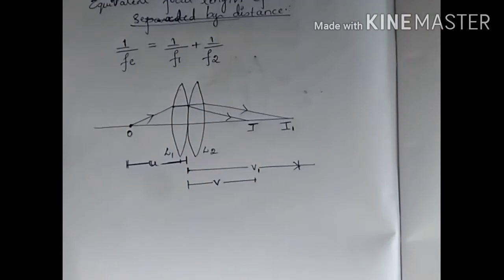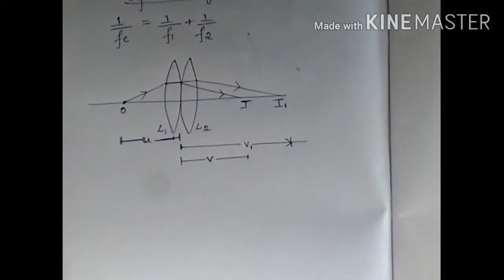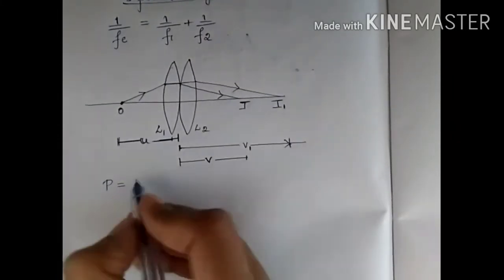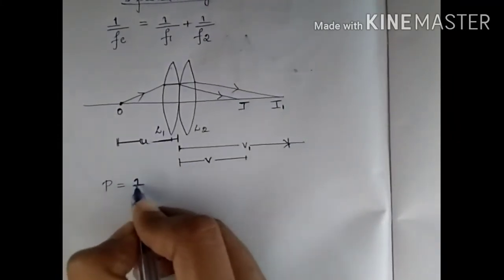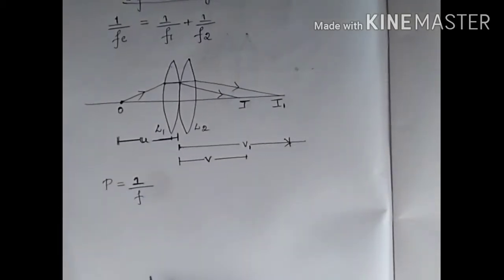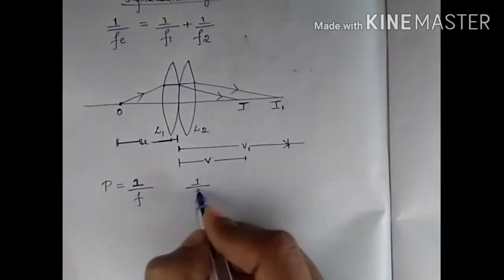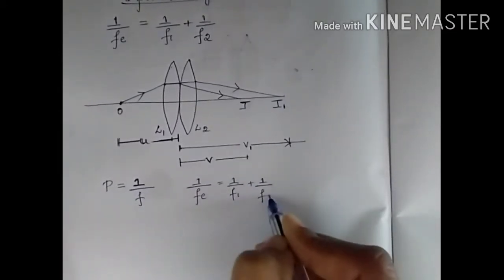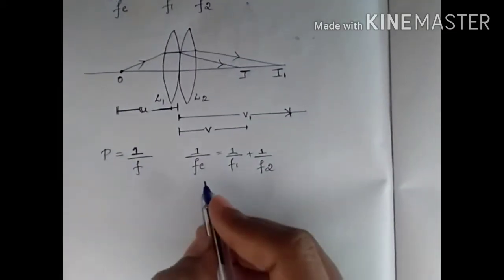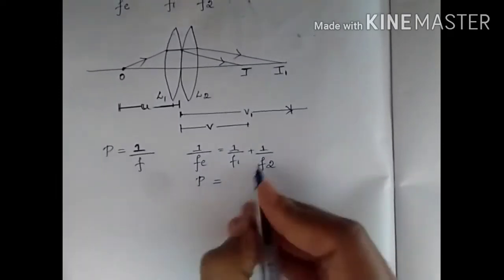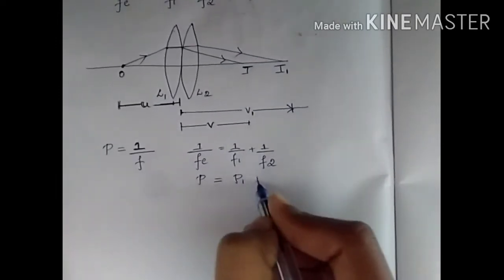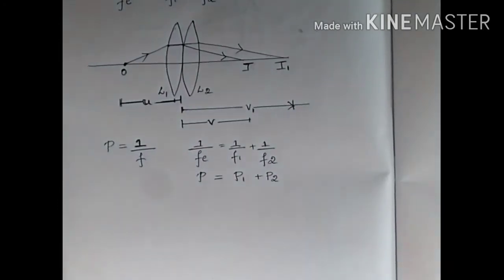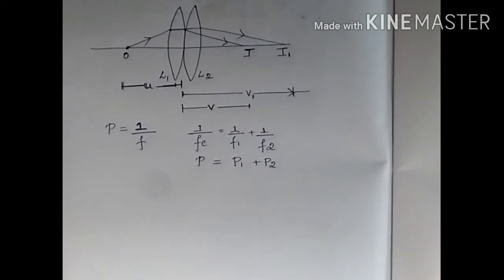For this kind of combination, we wrote the effective focal length, and in general the power of a lens is 1 by focal length. So now you have 1 by Fe equals 1 by F1 plus 1 by F2. If you write this in the form of power, P is equal to P1 plus P2, where P1 is the power of the first lens and P2 is the power of the second lens.